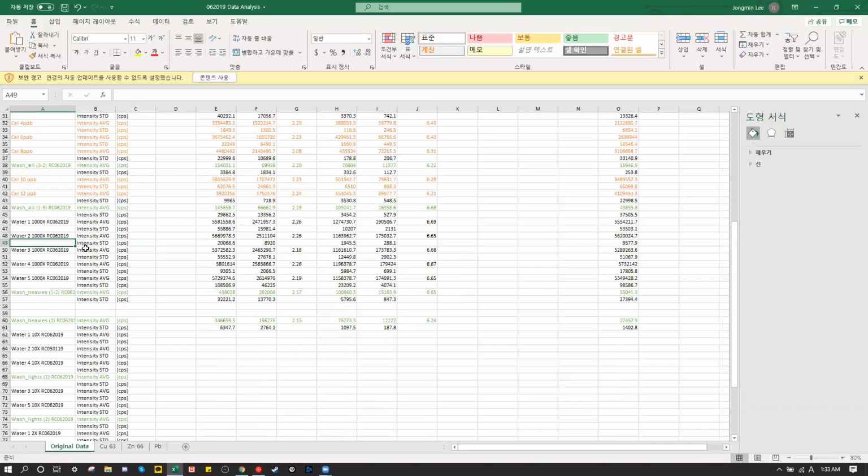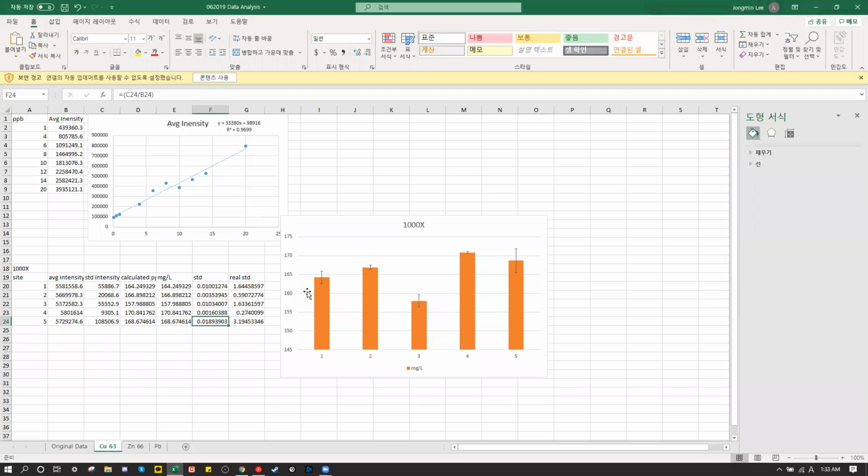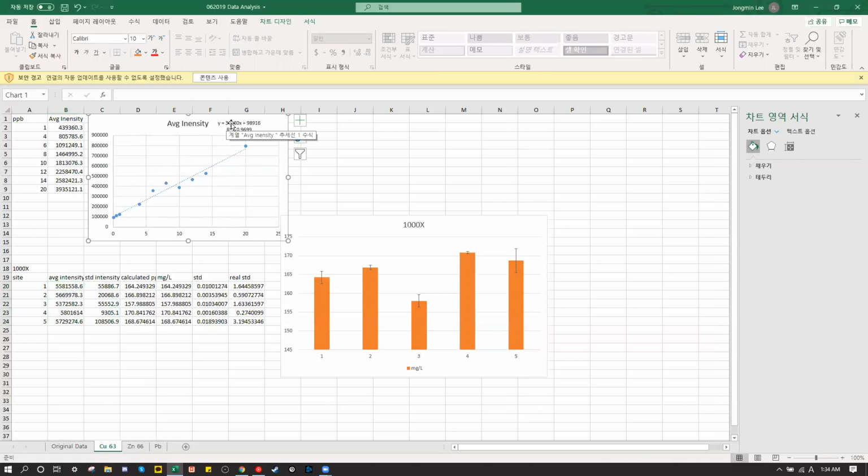I would copy and paste average intensity and standard intensity listed right here on a new separate sheet. As an example, I will show you analyzed data of Cu. So, as you can see, those average intensity and standard intensity are copied here. I will plug in average intensity for Y in the equation from the calibration curve and solve for X, which will be my calculated ppb.